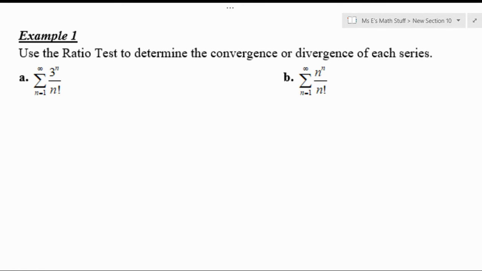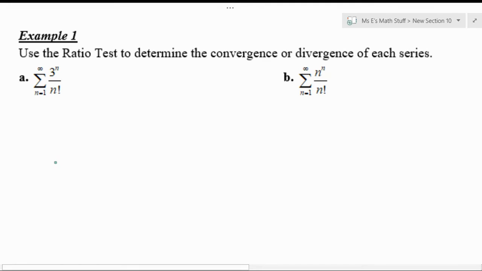Okay, for example 1, the directions say use the ratio test to determine the convergence or divergence of each series. And I hope as you look at these series for parts A and B, it makes sense that we wouldn't have had another way to figure these out if it wasn't for the ratio test. So I'm going to go ahead and do A with you, and then I'll butt out and let you do part B. If you already think you know what you're doing, then go ahead and pause the video, do your own thing, and then watch what I have to say. But I'll model it for you here.